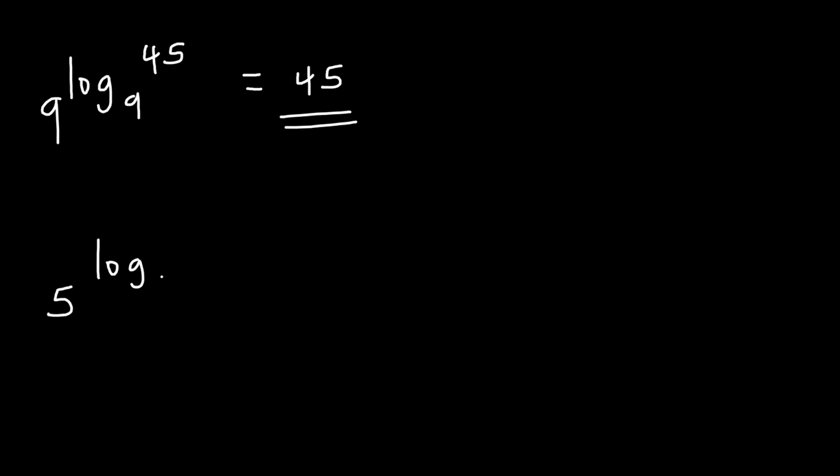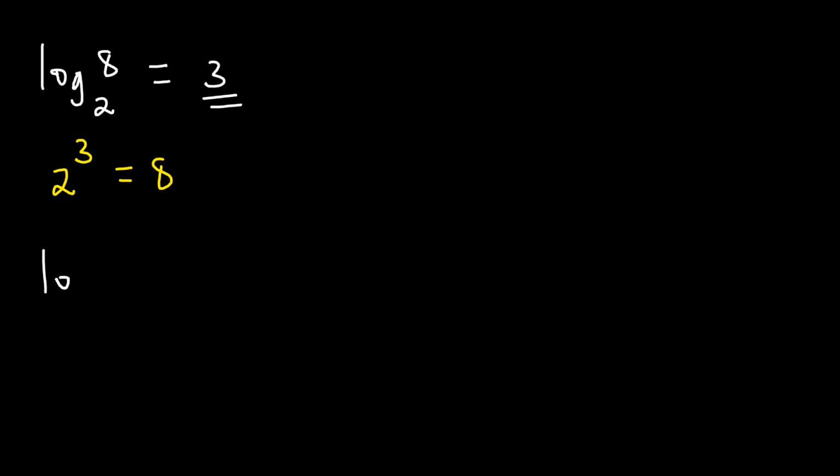Now what if we had 9 raised to the power of log base 9 of 45? How would you solve this? All you have to do is cancel this with that. So this is the answer. Therefore this will be equal to 45. Now we try out this. Solve 5 raised to the power of log base 5 of 21. We shall cancel this with that. And so our answer will be equal to 21.